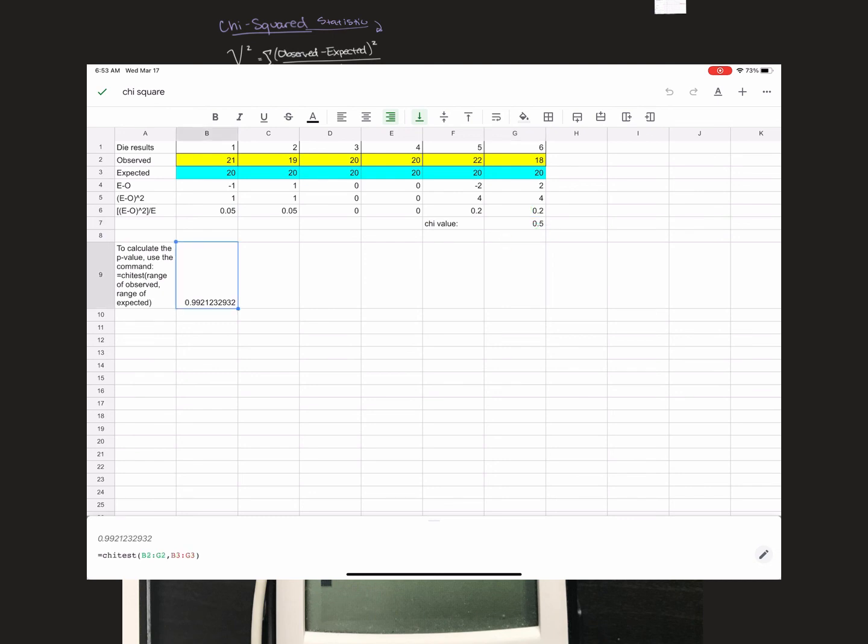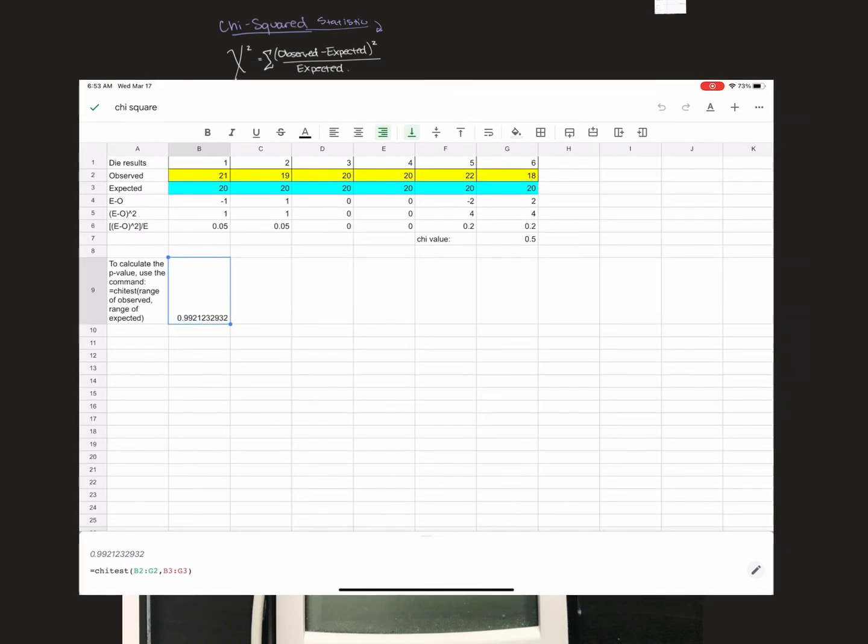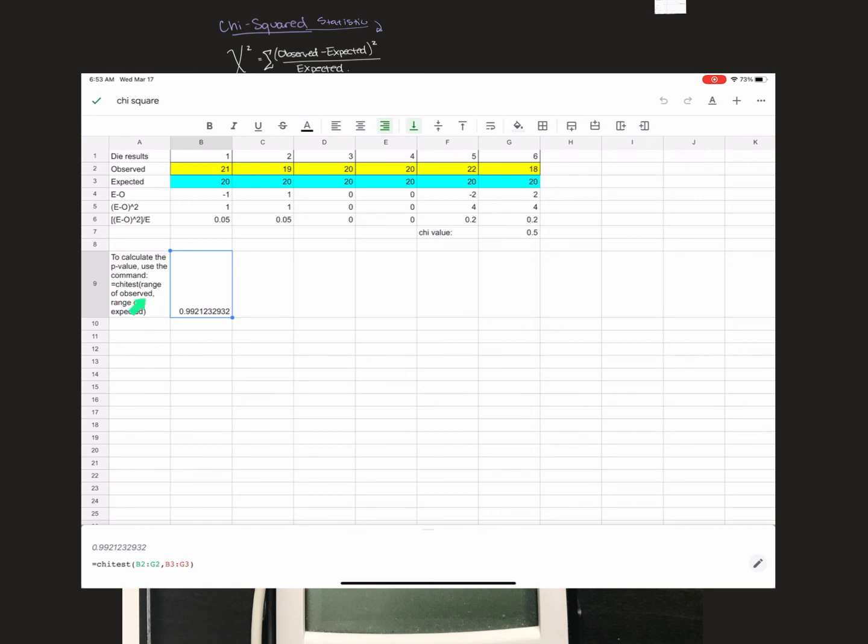And then over here, the chi test, this was me just giving you instructions for how to get there. You would type in equals chi test and then the range of the observed, the range of the expected. That's what this formula bar is right here. We're here at B2 to G2, so all of the yellow, and then these are the expected, and then it is calculating the probability. Now here in a far more likely scenario where you have about 20 of everything, this happens 99% of the time or less, a very expected result.